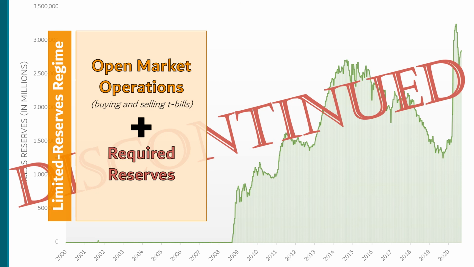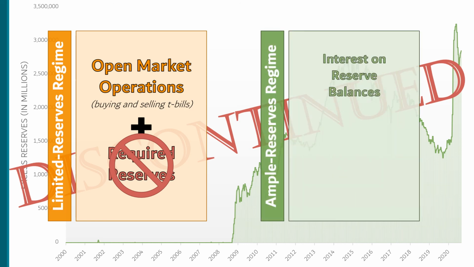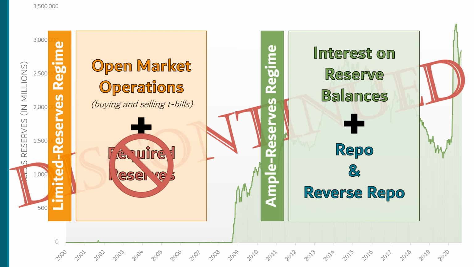But in 2020, the Fed dropped the reserve requirement altogether. They just didn't need it. Banks now had ample reserves. So since the Great Recession, the Fed has operated under an ample reserves regime. They still use open market operations, but their primary tool for hitting their target for the federal funds rate now is the interest rate paid on reserve balances to banks.